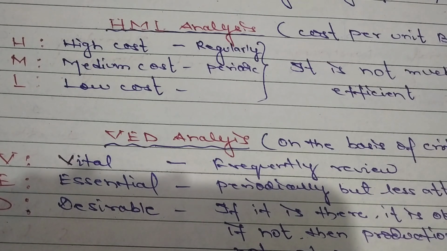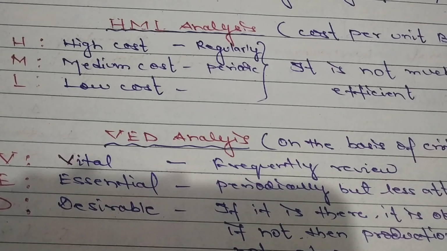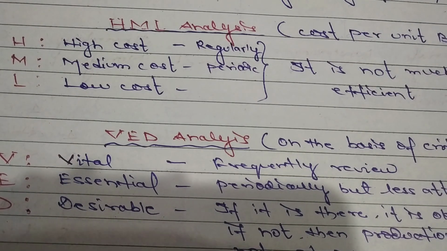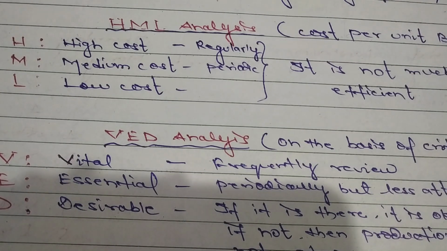Basically this method is not used efficiently because it uses only cost per unit. As we discussed in the ABC analysis, they also include cost per unit, but they calculate the entire cost of raw material throughout the year, meaning cost per unit into number of units used. If you multiply cost per unit and number of units, then you get the entire value of consumption, and you categorize on a consumption basis.